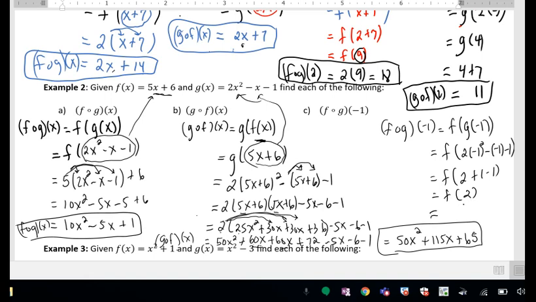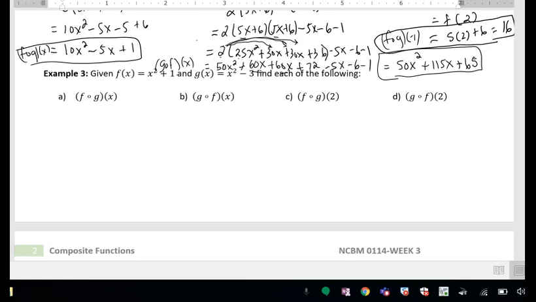Then we're going to plug in the 2 for all the x's in the function f. So we get 5 times 2 is equal to 10 plus 6 is 16. So f composed of g of negative 1 is 16. Okay, let's try example 3.